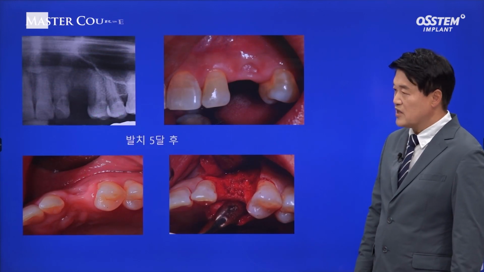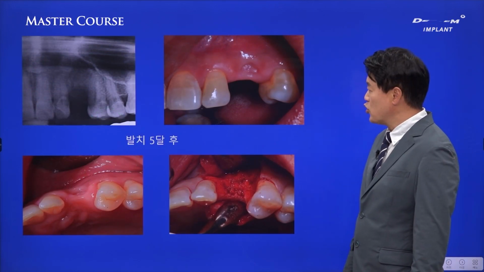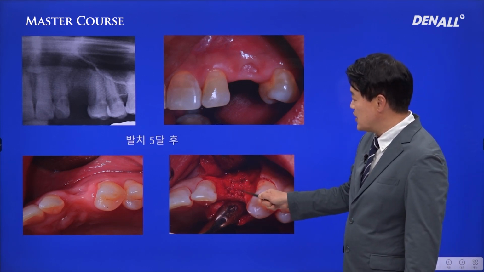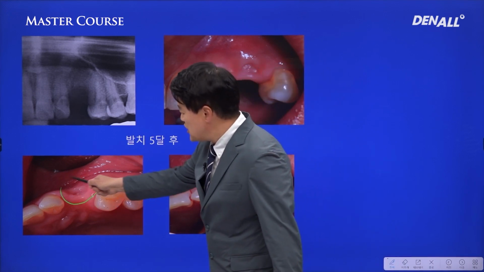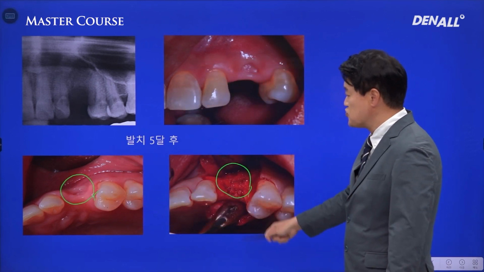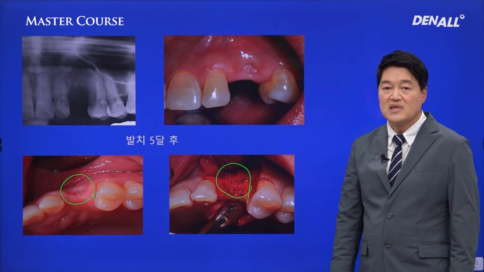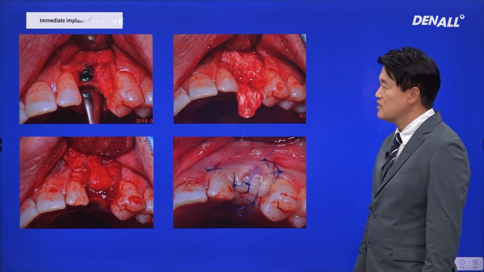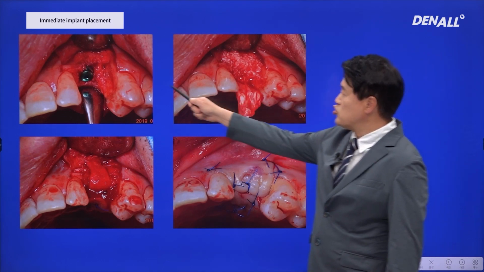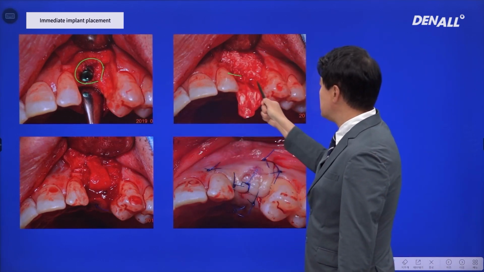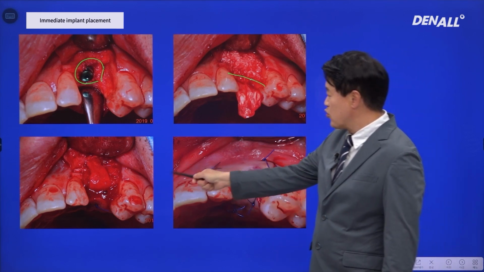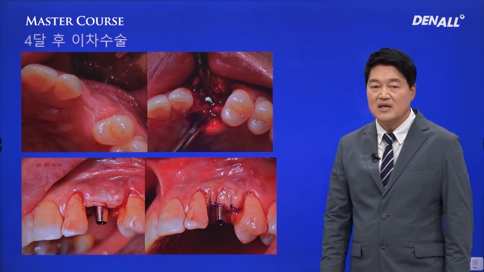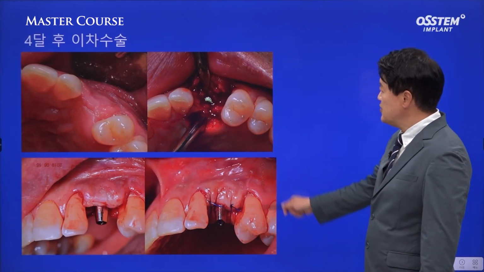After extraction, I waited for about 5 months. When implant was placed as shown, in this area, gingival atrophy occurred and bone resorption occurred like this. Implant was placed and on the exposed area on the buccal side, appropriate GBR was done. Resorbable membrane was covered and 2-stage surgery was done. 4 months later, secondary surgery was performed.